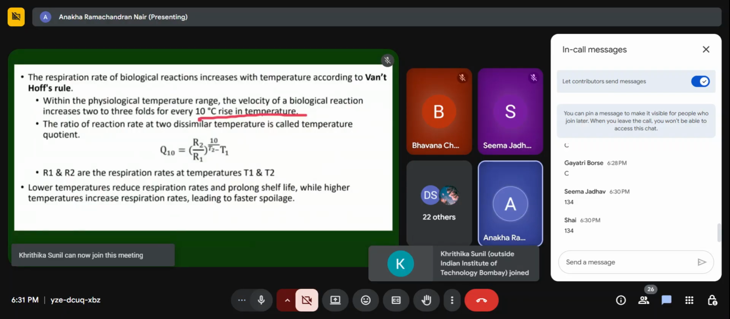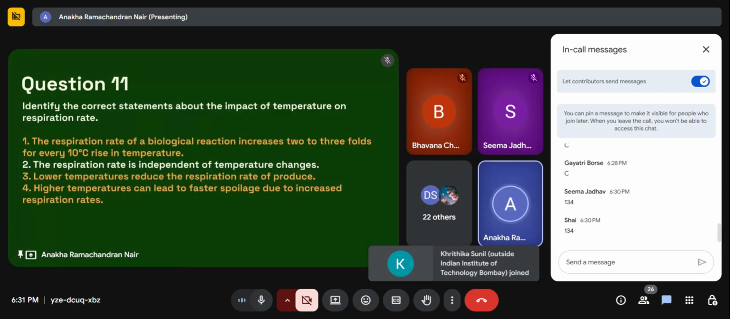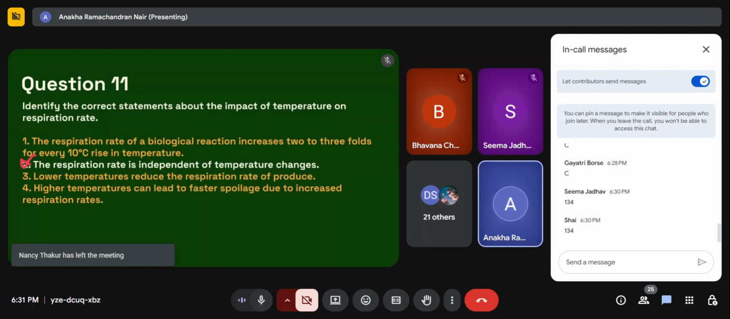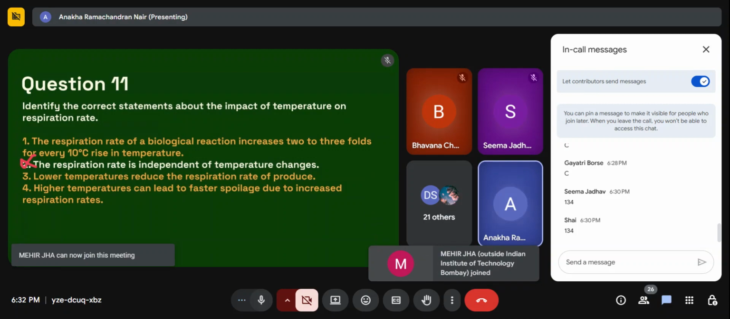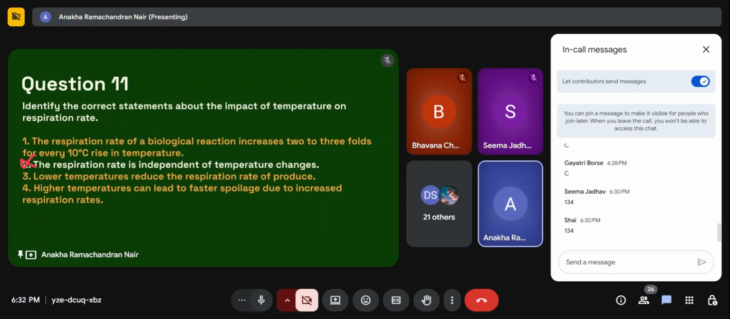So the correct answer in this case is 134. The only one that was not correct is that the respiratory rate is independent of temperature changes. That is not correct. Like the other two options, 3 and 4, are telling you, lower temperatures reduce the respiratory rate and higher temperatures increase the respiratory rate, right? So, it is not independent of temperature changes. Does someone have a doubt in this question? All right. So let's move on to question number 12.